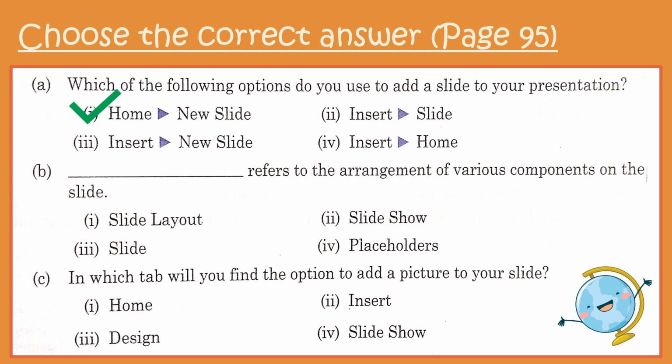Second is dash refers to the arrangement of various components of the slide. What we call the arrangement of various objects on a slide. How we arrange the various objects, that is called slide layout. In which tab will you find the option to add a picture to your slide? We had just inserted pictures in our slides of keyboard and mouse. Which tab we had clicked? Yes, we had clicked on Insert tab.